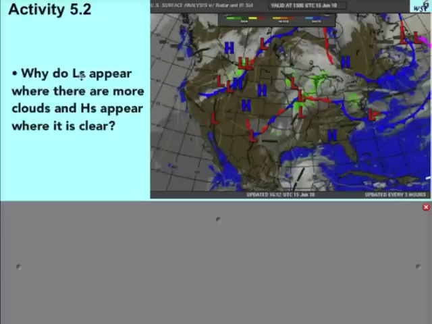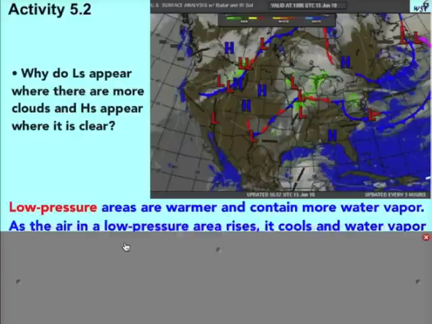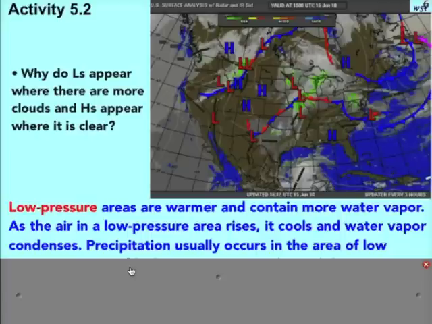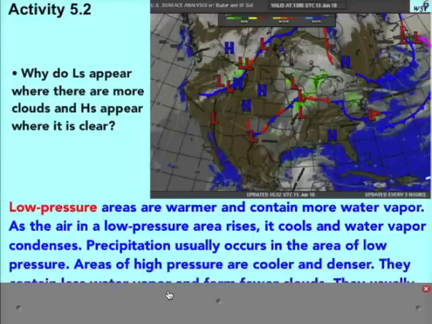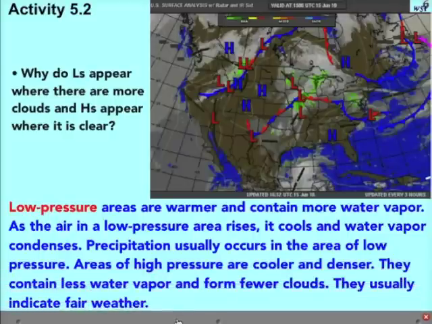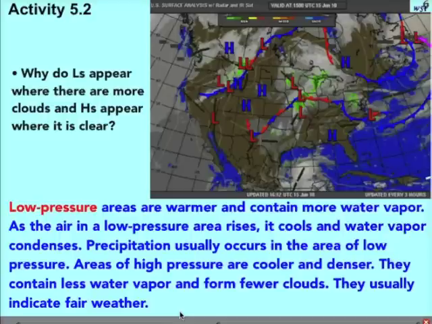Now, why do the L's appear where there are more clouds and the H's appear where it's clear? Well, we've already gone over that in class. Remember, low pressure areas are warmer and contain more water vapor. As the air in a low pressure area rises, it cools and the water vapor condenses. Precipitation usually occurs in the areas of low pressures. Areas of high pressures are cooler and denser. They contain less water vapor and they form fewer clouds. They usually indicate fair weather.